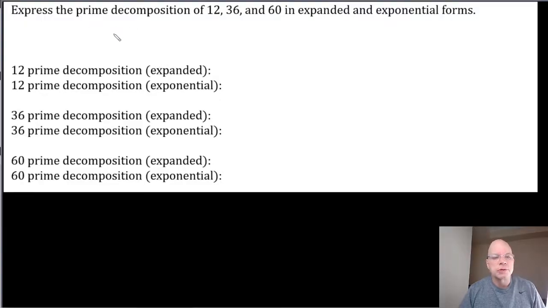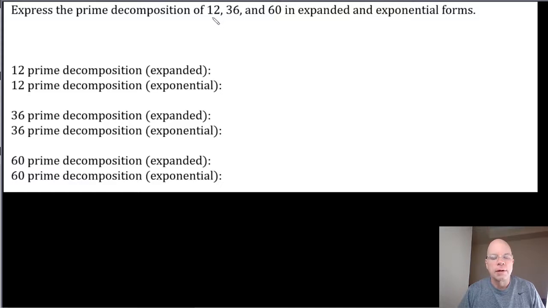Today in class we used two different models to identify factors of numbers. The UT model let us identify factor pairs, and we could identify all factors of a number using that model. We also used factor trees to specifically identify prime factors of a number. And so we have 12, 36, and 60 in this problem. These are all composite numbers.